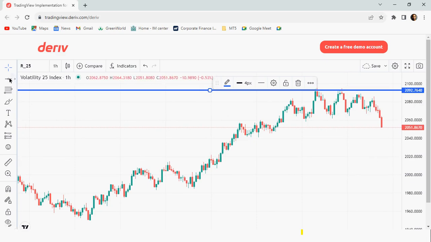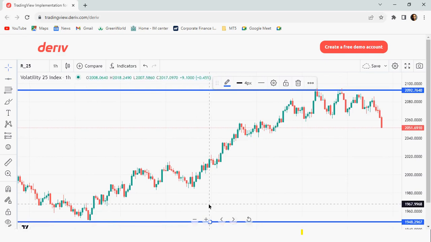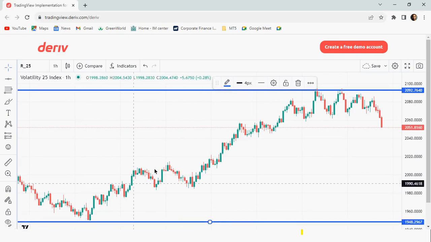Now where is our support? By the way, this is 1 hour. So this is our support. Once the price was coming, it had to reach this point, then it started going up. The moment it reached here, it started coming back.